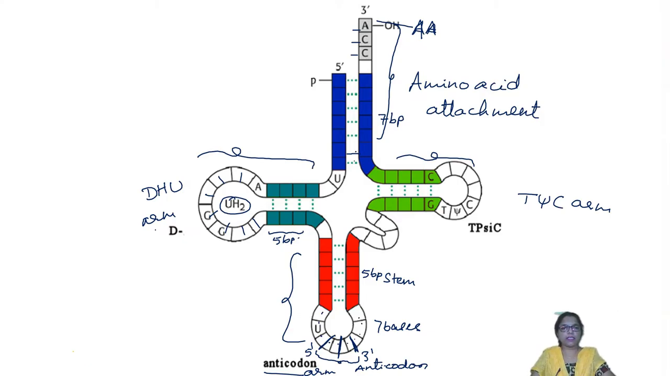And this arm is called the T-psi-C arm. It is named because of the presence of T, psi, C, which are orderly present in this particular loop. So T is ribothymidine, psi is pseudouridine, and C. As these modified bases are present in the arm, it is called the T-psi-C arm, which also contains a 5 base pair stem, and here it contains a 4 base pair stem in the DHU arm. A small variable loop is also present, which contains around 5 to 20 bases, and may or may not be present in some of the tRNAs.